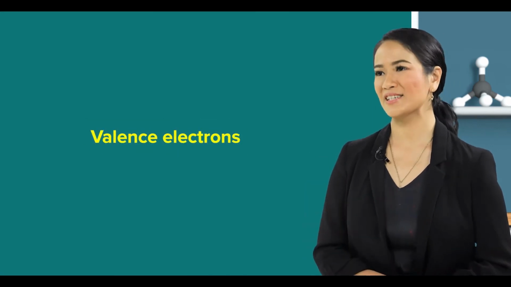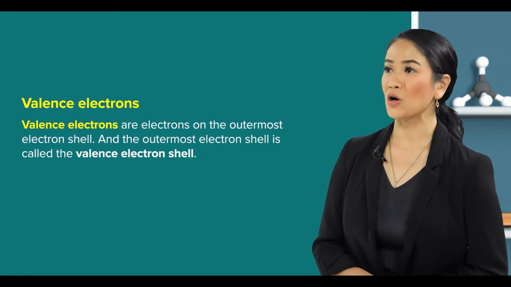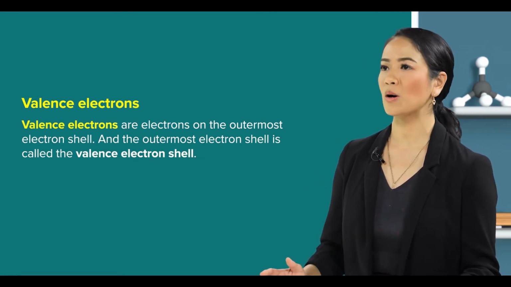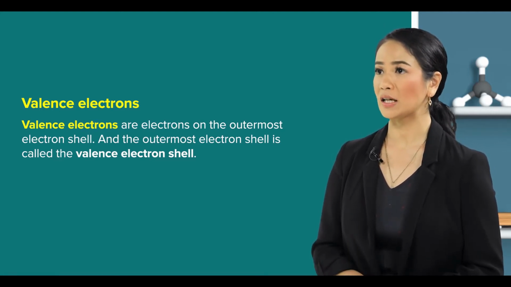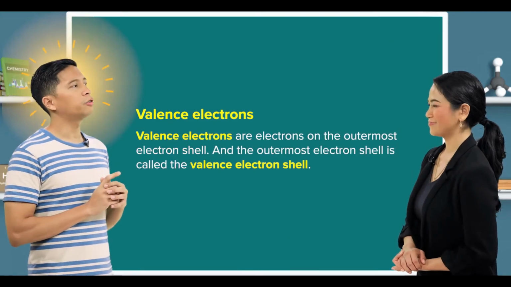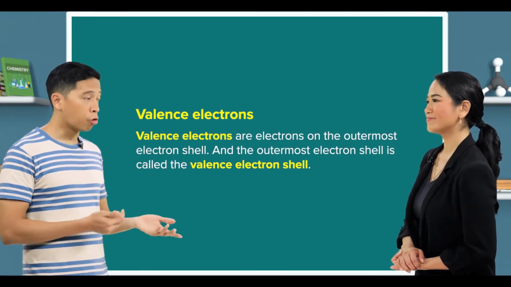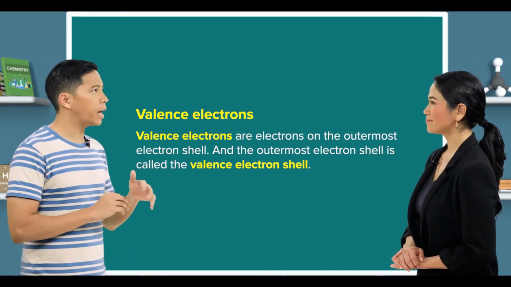Before we discuss the extra electrons, let's talk about valence electrons. Valence electrons are electrons on the outermost electron shell. And the outermost electron shell is called the valence electron shell. Oh, so that's what it means. Okay, got it. Okay, teacher, let me do a quick recap now.